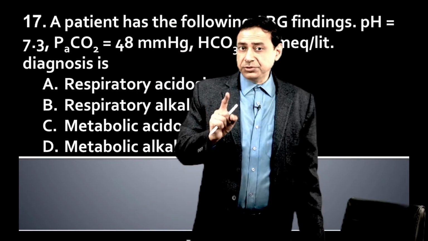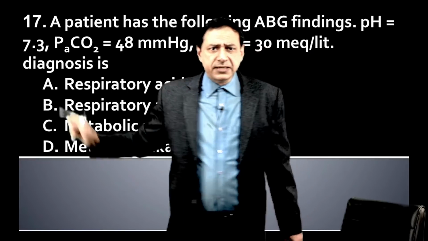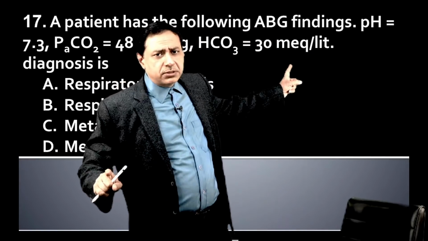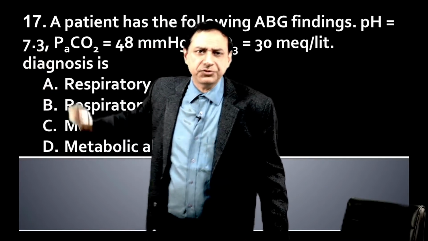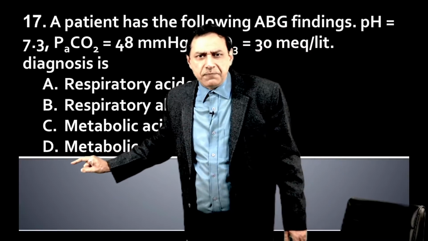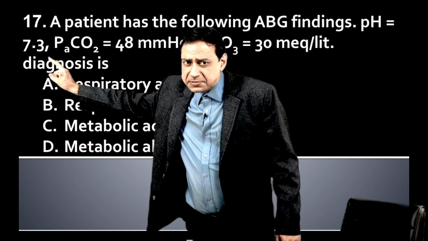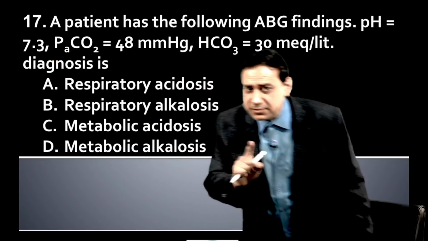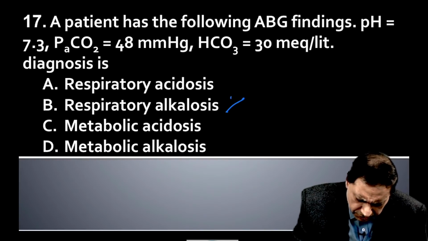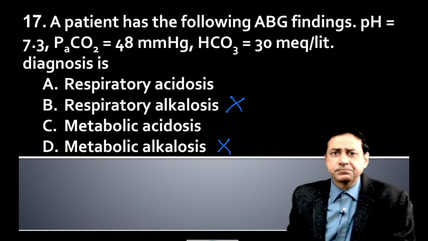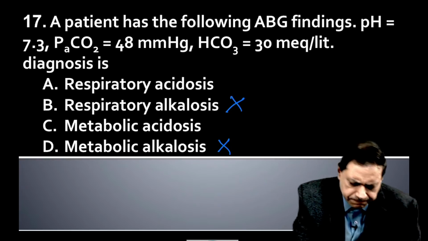I have repeatedly told you that in such type of questions, don't look at the carbon dioxide and bicarbonate. Look at the pH first. pH is 7.3. Normal pH is 7.4. So pH is less than 7.4, so this is acidosis. This is not alkalosis. Two choices eliminated. It is acidosis.